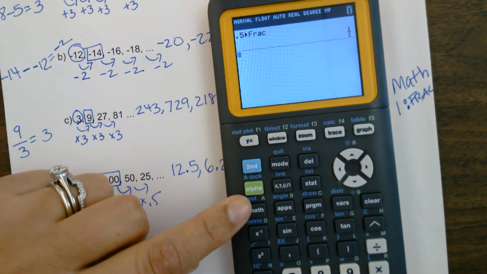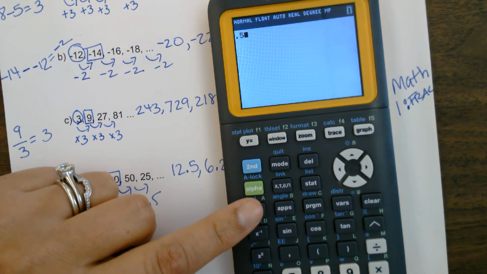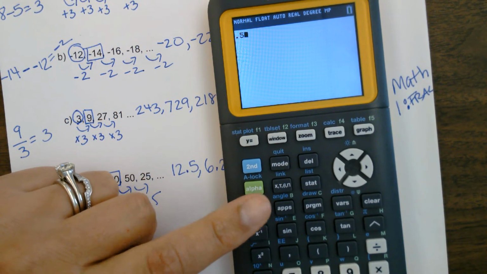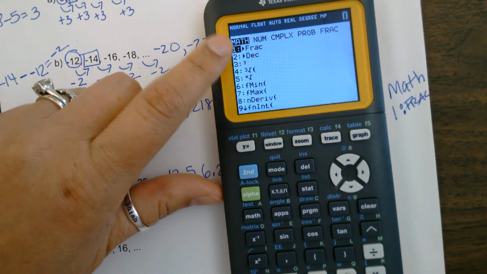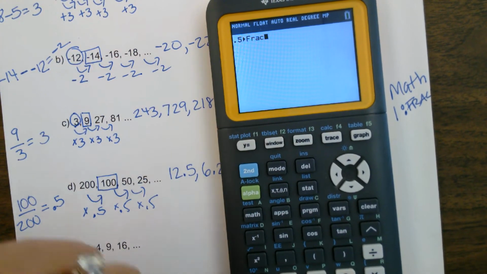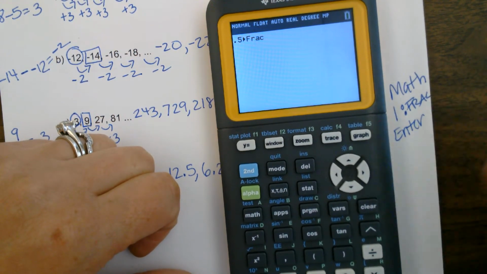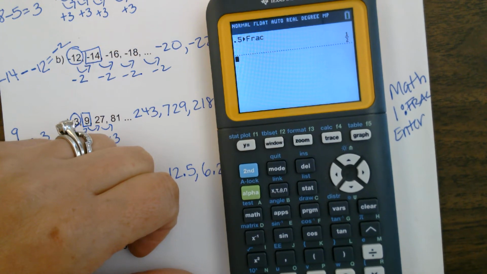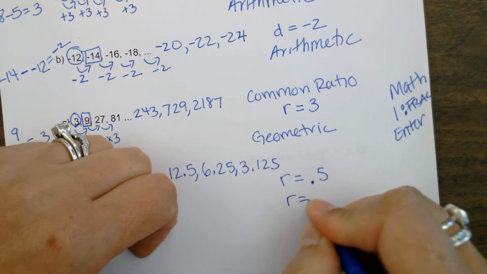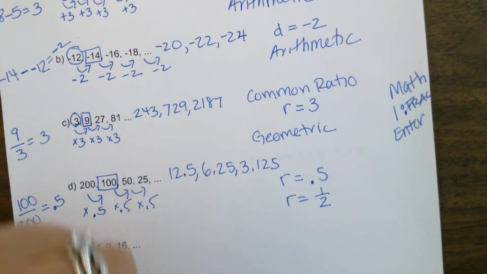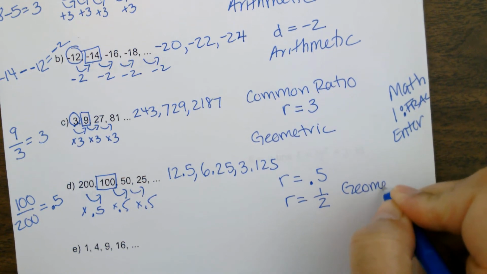Let me do it one more time. It was math here. So we put in 0.5. I want this as a fraction. Press this word, math, right here. Number 1, we'll put it in a fraction. First number 1. Now we have to make sure we press enter, because enter tells the calculator, yes, this is what I want. And it gives you 1/2. So instead of writing it as 0.5, our common ratio was really 1/2. Therefore, it is geometric.